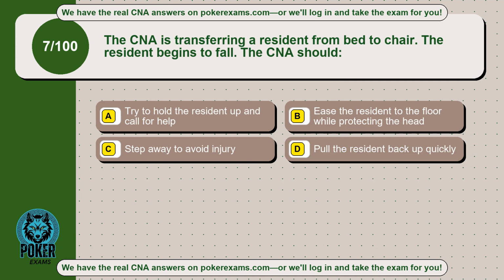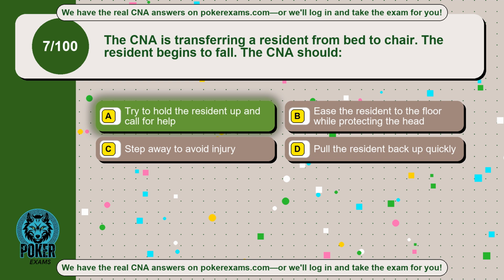Question 7. The CNA is transferring a resident from bed to chair. The resident begins to fall. The CNA should: Option A, try to hold the resident up and call for help. Option B, ease the resident to the floor while protecting the head. Option C, step away to avoid injury. Option D, pull the resident back up quickly.